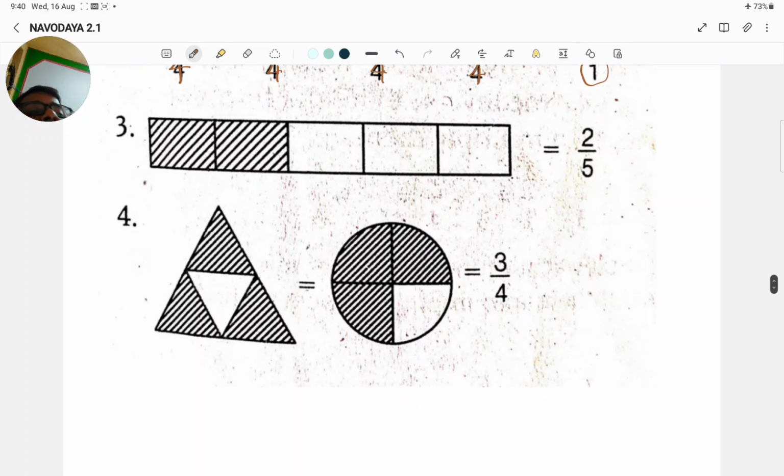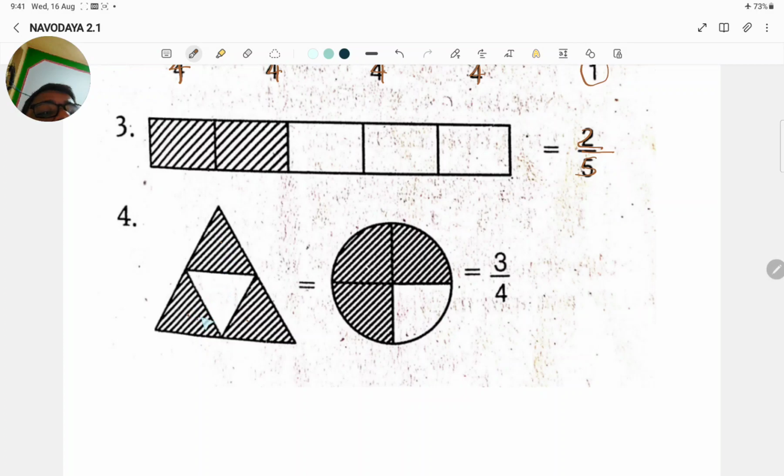See here, the third figure. In total, how many boxes are there? 5 boxes are there. That's why in the denominator I am writing 5. How many boxes are shaded? 2 boxes are shaded. That's why 2 divided by 5. 2 divided by 5.